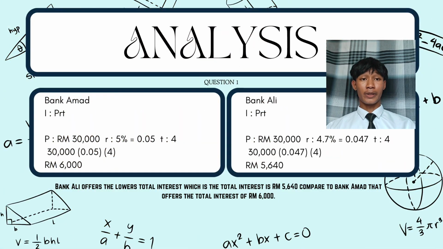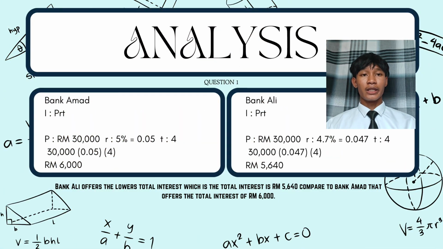So Bank Ali is better than Bank Ahmad because they give less interest than Bank Ahmad. So in conclusion, simple interest is much easier to calculate, and it is very suitable for short-term financial arrangements.